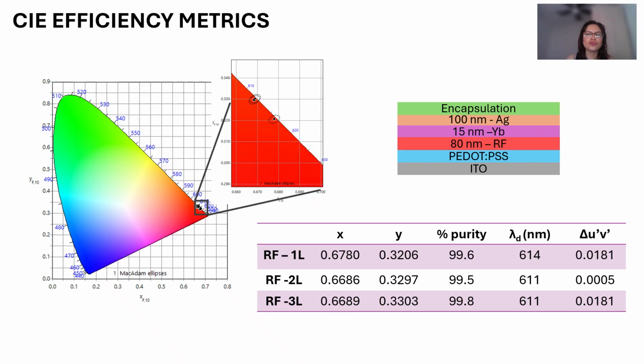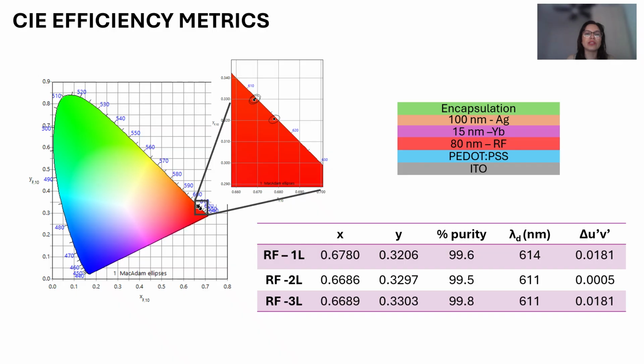Now, the architecture of these devices is as follows: the first layer is ITO, the second is PEDOT:PSS, REDF, ytterbium, silver, and the encapsulation to protect the device. According to this architecture, the results are represented in the CIE diagram, where it's observed that the X and Y coordinates are located in the emission zone of the intense red color. Each device has a purity percentage above 99%.